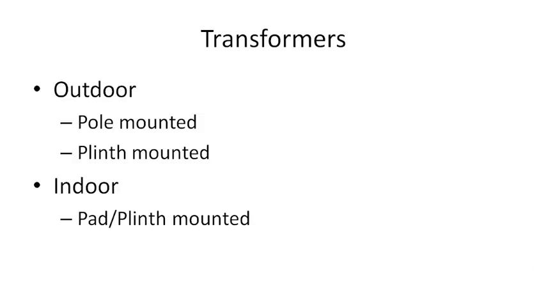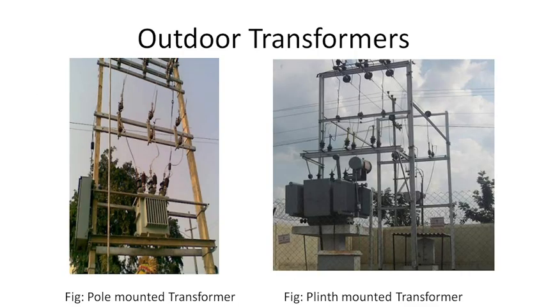In our case, in the case of a distribution system, we are majorly concerned about a particular classification, that is outdoor transformer and indoor transformer. An outdoor transformer can be either a pole mounted transformer or a plinth mounted transformer, whereas an indoor transformer can be either a pad or plinth mounted transformer. These are pictures just showing the outdoor transformer units. So you might have already seen these things.